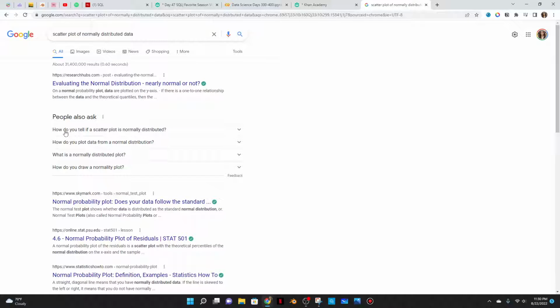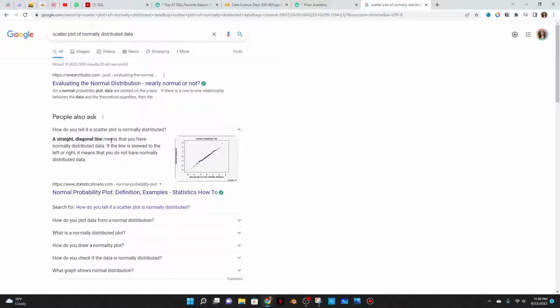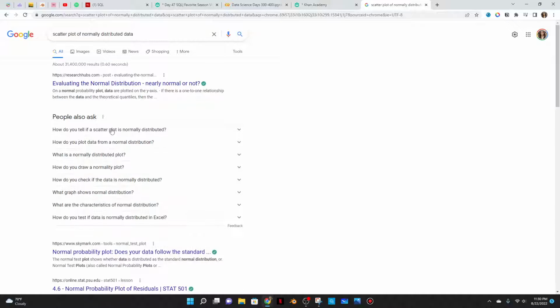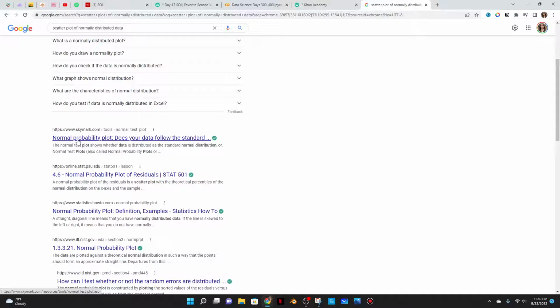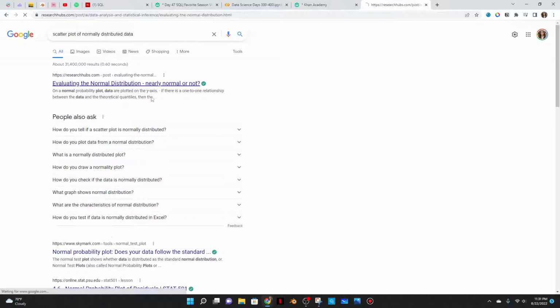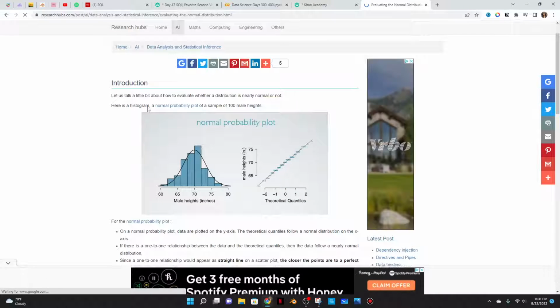Alright, so how do you tell if a scatter plot is normally distributed? A straight diagonal line means you have normally distributed data. If the line is skewed to the left or to the right, it means you do not have normally distributed data. That's interesting. Normal probability plot, does your data, blah blah blah. How about this one? Interesting.